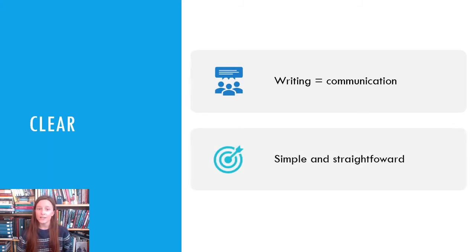We often think that academic writing is complicated and confusing, and to be fair, an awful lot of bad academic writing is. We've probably all read academic papers that were impossible to understand. When you write your essays, however, you should try to be as clear as possible.